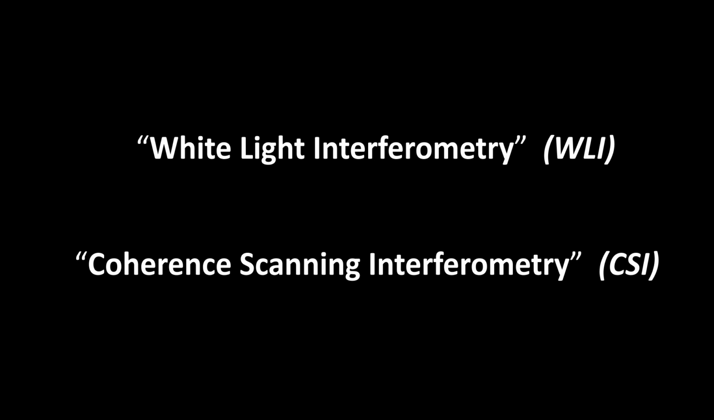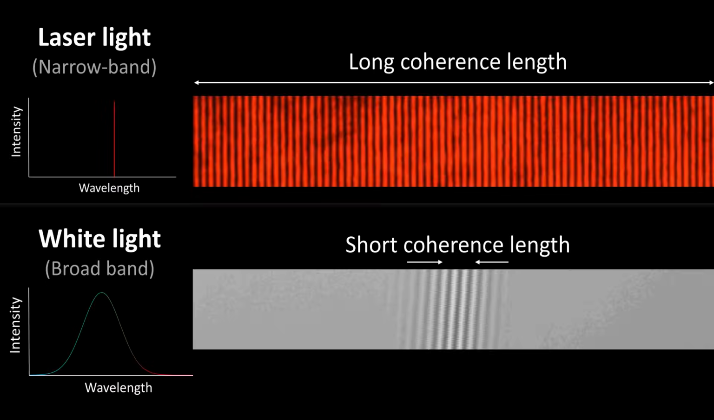At first glance, the two names seem to contradict each other, as coherence is generally associated with narrowband laser light and not with white light. However, every type of light has a certain degree of coherence. It's just that the degree of coherence is very small in white light. And in white light interferometry, it is this very low degree of coherence that we'll use to our advantage.